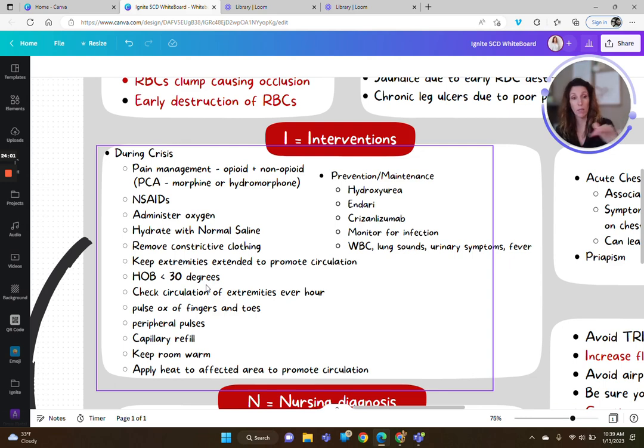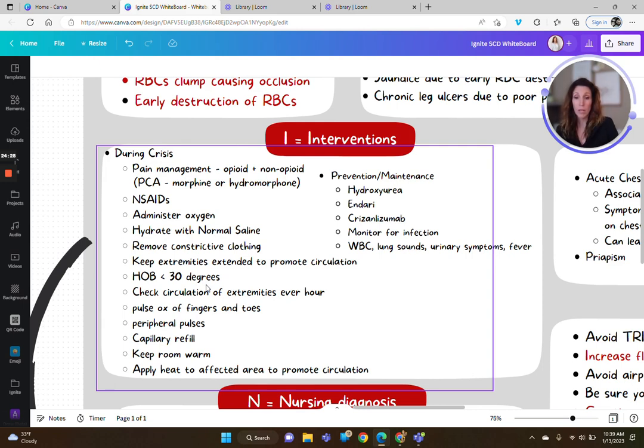So we just want to keep things kind of flat. And then check the circulation of the extremities at least every hour. So that's just making sure that we have a good pulse past the point of the vaso-occlusive crisis, like if it was in an extremity, and that our capillary refill time is okay. And every hour, if you've got other patients that you're taking care of, you've got to make sure you're staying on top of that.